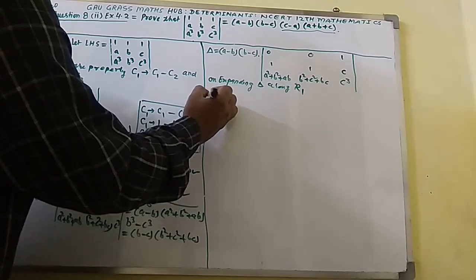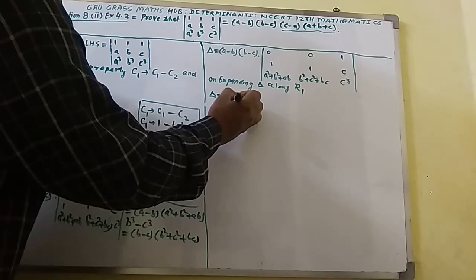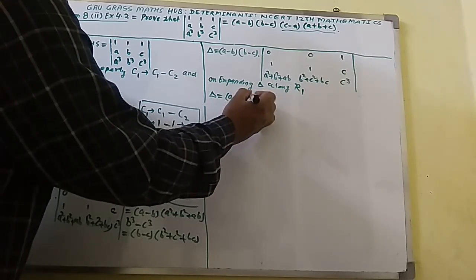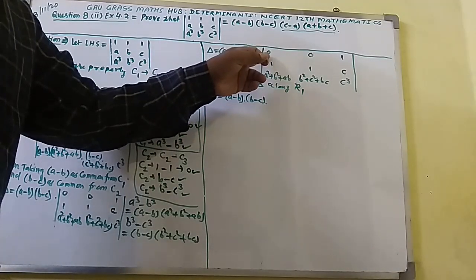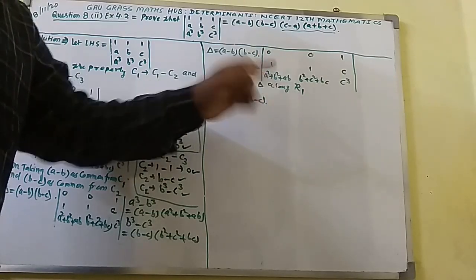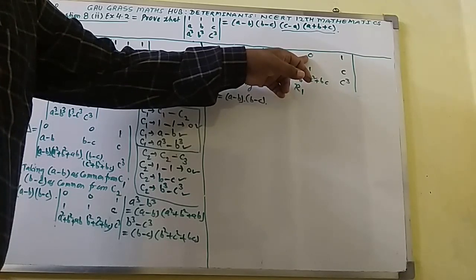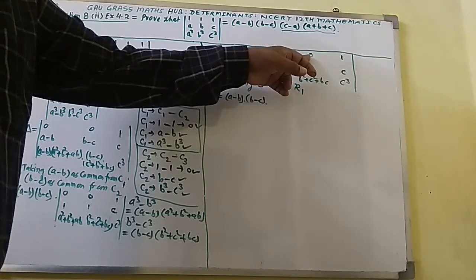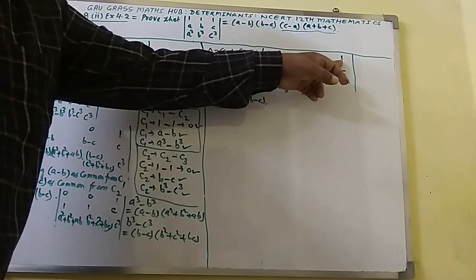Along R1. So what we will get here? Here I shall get det equal to (A minus B)(B minus C), and if I take here 0, so 0 will multiply to minor of 0 comes out to 0, and if I take this one 0, the same thing, the minor of 0 will be multiplied to 0 comes out to 0, only this element will be effective.